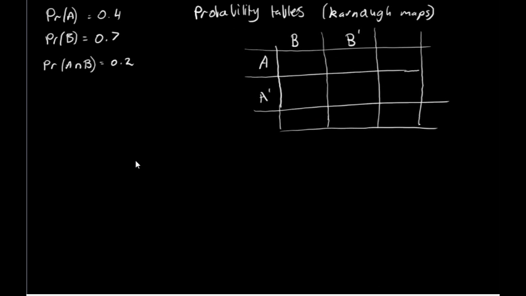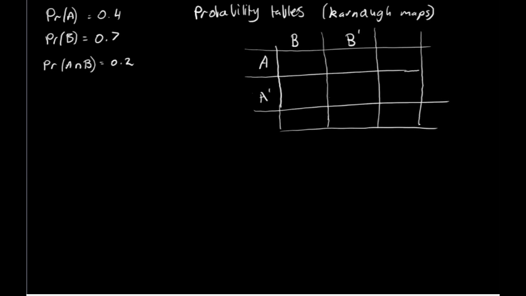Another useful tool for probabilities is looking at probability tables, also known as Karnaugh maps. And it looks something like this. So we've got event A and not A, event B and not B. In this example, we've got the probability of A is 0.4, the probability of B is 0.7, and A and B is 0.2. And I want to put this information in a Karnaugh map.